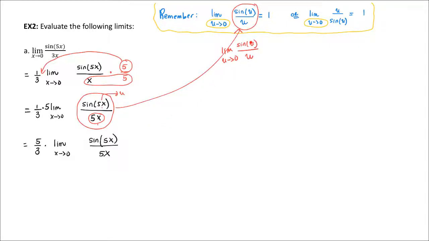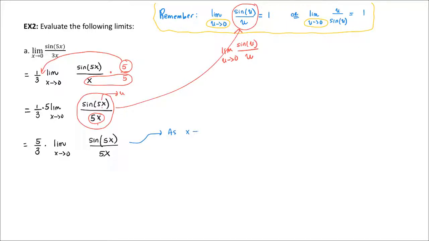U inside of sine, u under sine, and u has to approach 0. Here I have 5x, 5x, but I just have x. So there's a slight inconsistency, and I have to fix that. So what I want you now to realize, because it is an easy fix, is the following.